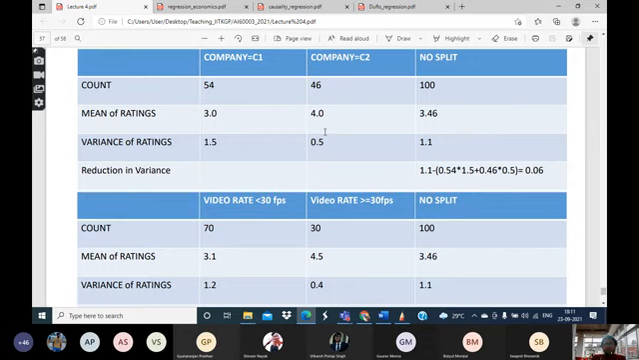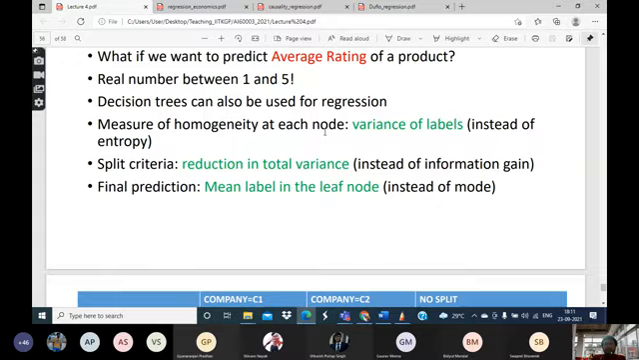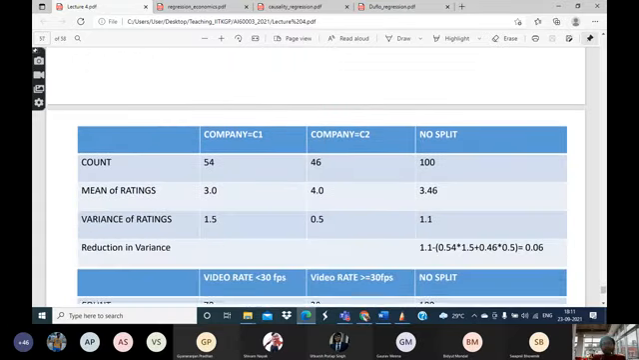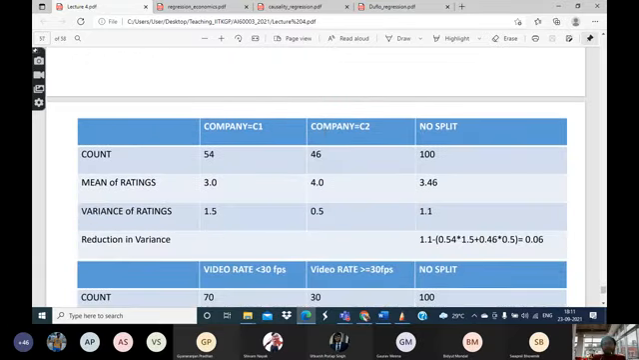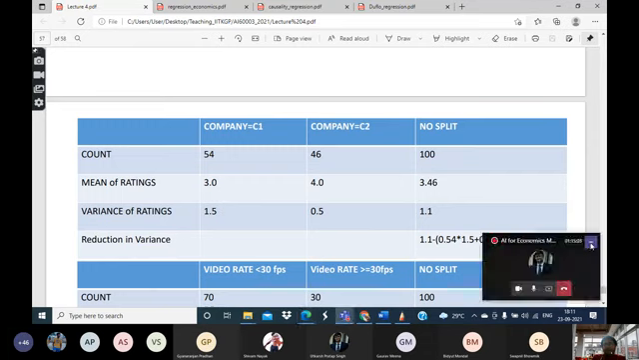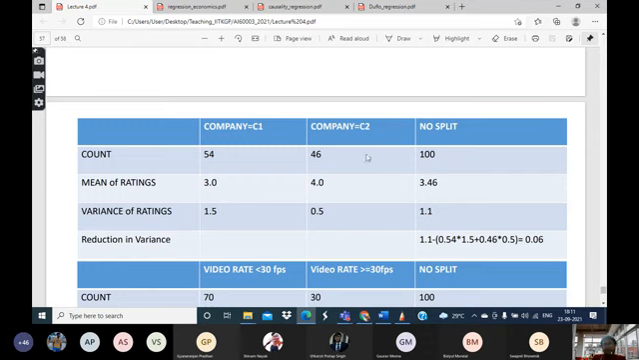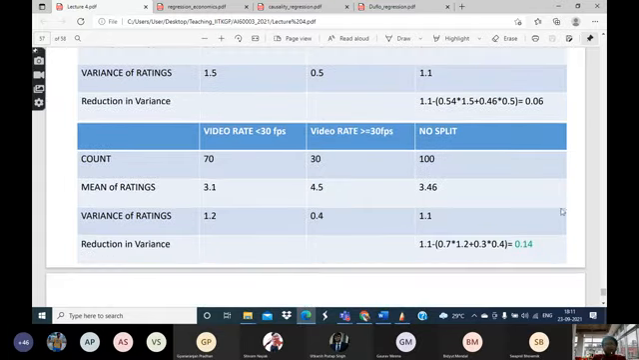So what we try to do here, instead of measuring the entropy, is measure the variance. We try to split the data set according to that feature which reduces the variance. In case of classification we try to reduce the entropy, in case of regression we try to reduce the variance. So whichever feature reduces the variance the maximum, you choose that feature for splitting.